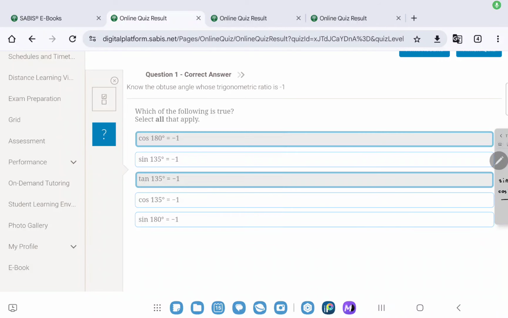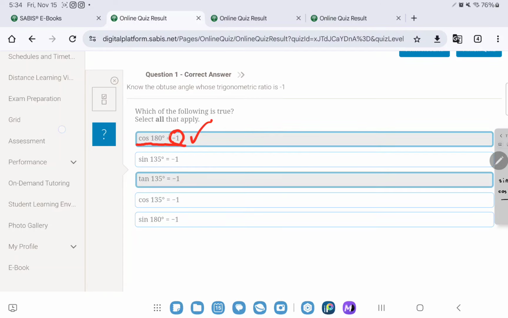So this is the 4.3 geometry quiz, and let's start solving. Which of the following is true? Cosine 180 equals -1. For these, I strongly advise just putting it in your calculator. Calculators are allowed, so if you honestly just want to get it right, there's no need to know how to do them without a calculator. Just do it on your calculator.